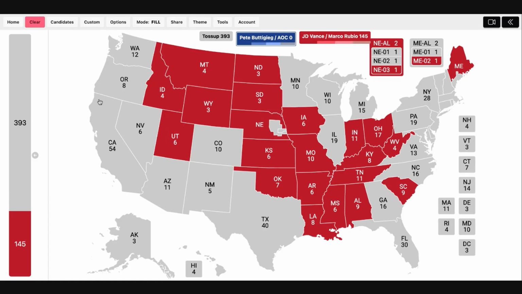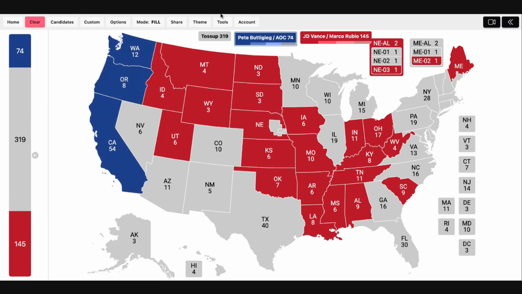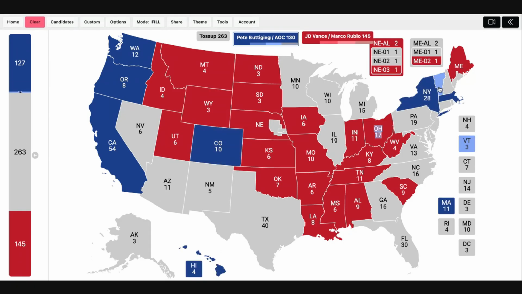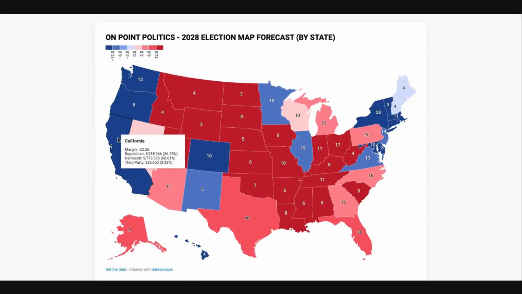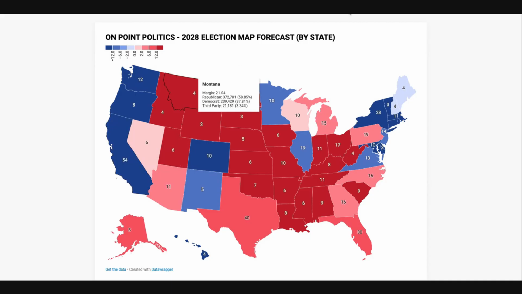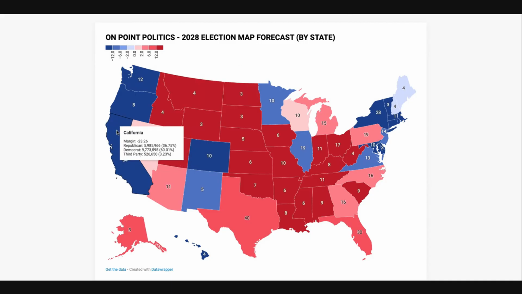Looking at the safe Democrat states, we have California, Oregon, Washington, the state of Hawaii, Colorado, as well as New York, Vermont, Massachusetts, as well as Connecticut, Rhode Island, Delaware, Maryland, and D.C., all falling in the safe category, including Maine's first congressional district, which also comes in at a 17-point margin for Pete Buttigieg. Looking at the state of California, as of right now, Buttigieg wins the state by about 24 percentage points, with about 9.7 million votes in the state to Vance's 5.9 million, which is just below what Trump got in the last election.